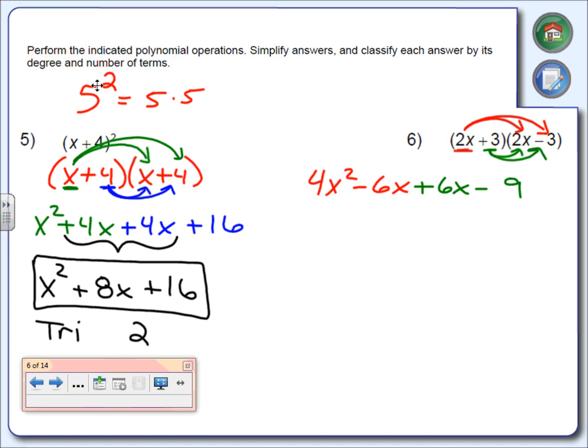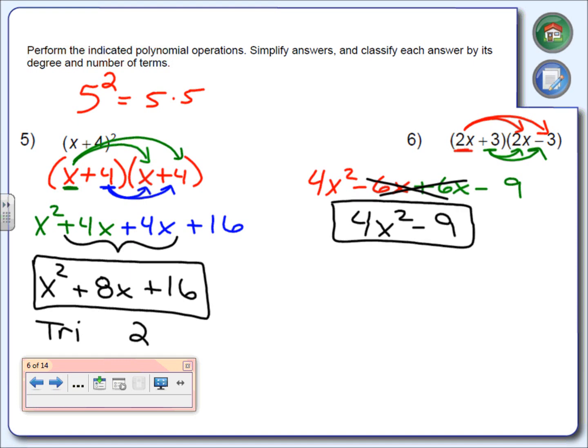Marissa, is that how my answer is going to say? No. What are we going to do? Combine the like terms. Now what's going to happen when we combine those 2 like terms? They go away. They cancel out, right? Because a negative 6x plus 6x is 0x. So there are no more x. So all we have left is 4x squared minus 9. So this is the answer we're looking for.